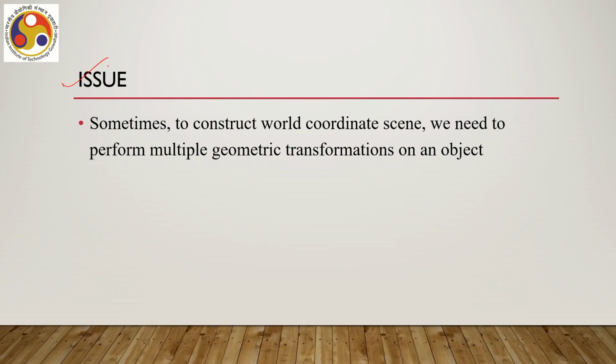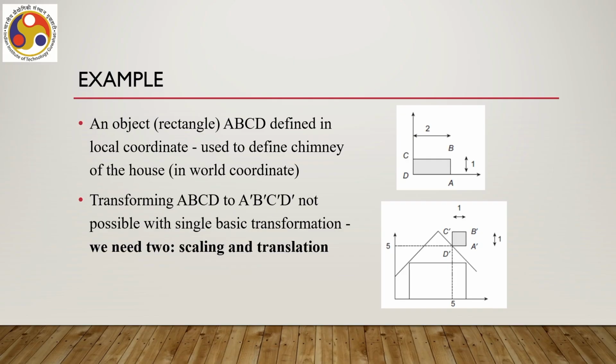There is one issue though, sometimes to construct a world coordinate scene we need to perform multiple geometric or modeling transformations on an object. That is not only the basic operations, multiple operations may be required, and there we need to go for a composite transformation matrix rather than basic transformation matrices like translation, rotation, scaling or shearing. Just to illustrate the idea, or rather the issue, let us consider one example.